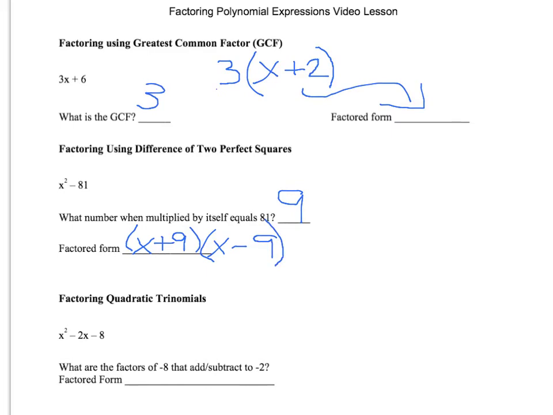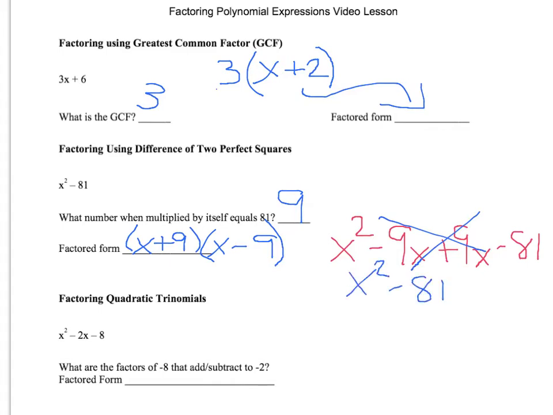And you can always check to see if you factored it correctly by FOILing, like we did yesterday. X times x, if I were to check this, would give me x squared. X times negative 9 is negative 9x. 9 times x is positive 9x. 9 times negative 9 is negative 81. Now I can notice that the negative 9x and the plus 9x will end up being a 0. So you're left with x squared minus 81, which is what your original was.